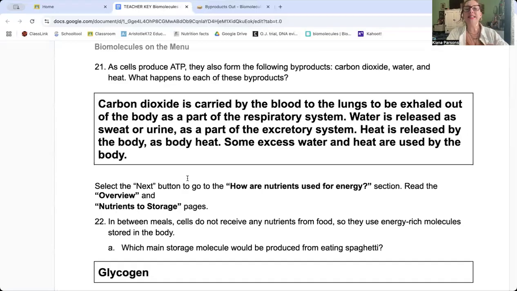So, carbon dioxide is carried by the blood to the lungs to be exhaled out of the body as a part of the respiratory system. Water is released by the body as body heat, and some excess water and heat are used by the body.